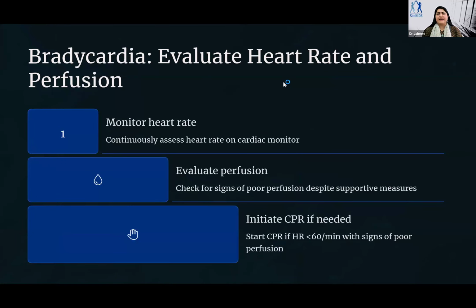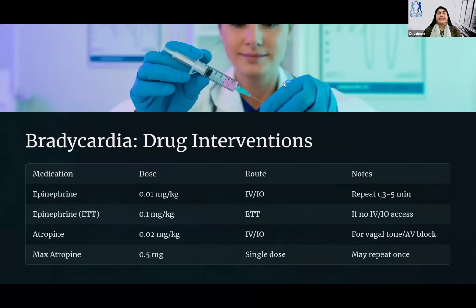Then, this is kind of repetition, but the medications used in bradycardias are epinephrine. You can give epinephrine through IV or IO. You can give it through ET tube, but the ET tube doses are different. Third is atropine, and the last line is the maximum atropine dose. I know some guidelines say 0.4, some say 0.5. What is the guideline you are using? What is the maximum dose you can give of atropine?